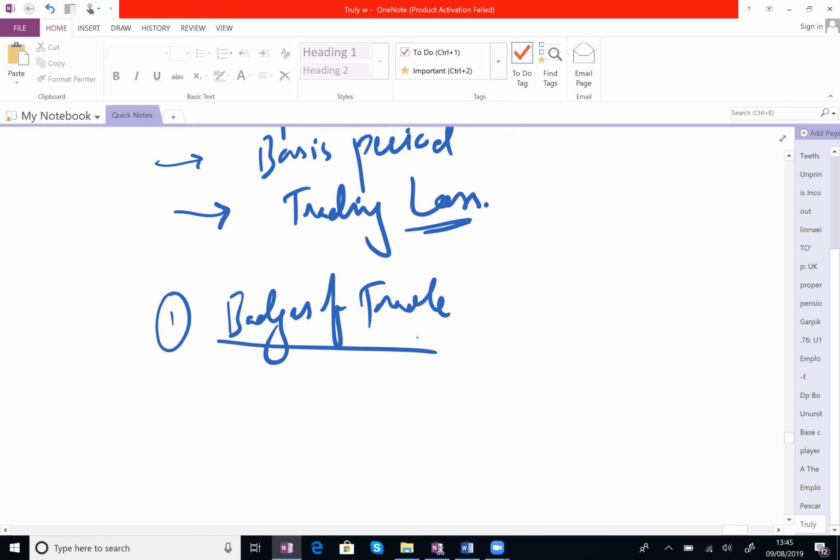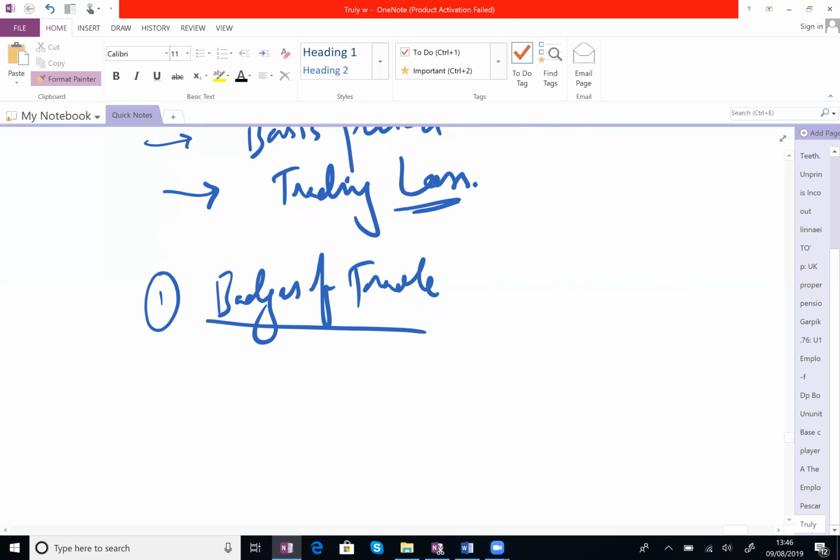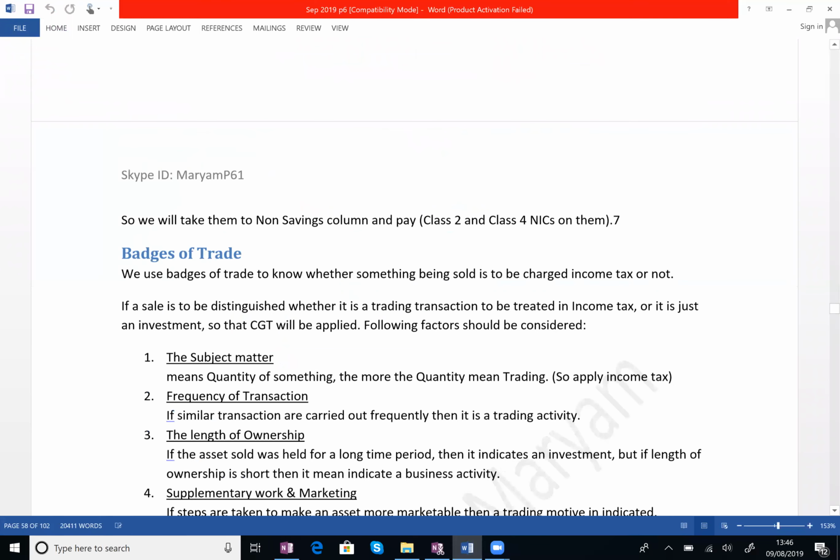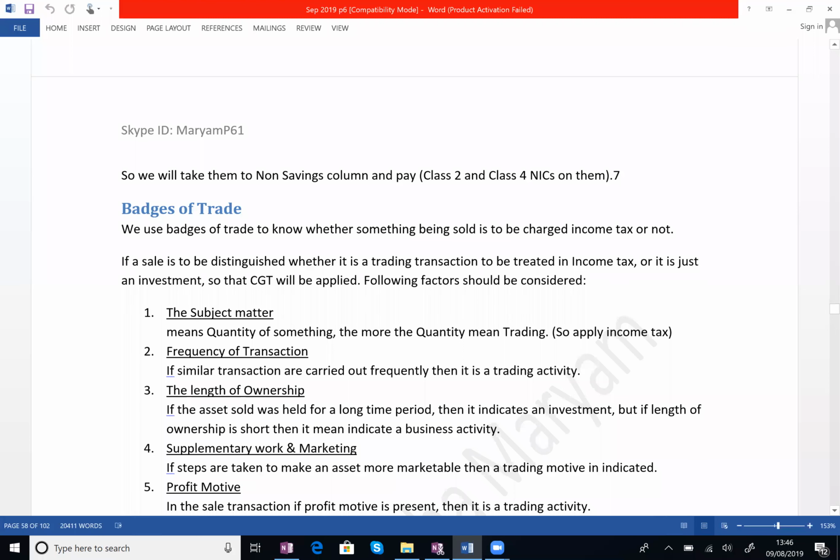For example, today I am selling a mobile phone. How do you know whether it is your trading activity, where income tax will be charged, or whether you are selling it as an investment, where you will pay CGT on it? How to distinguish whether a sale transaction is a capital transaction, where CGT will apply, or a trading activity, where income tax will apply? Through the badges of trade, you will distinguish whether what you are selling is a trading activity, income tax will apply, or just an investment, a capital transaction, and you will apply the CGT.